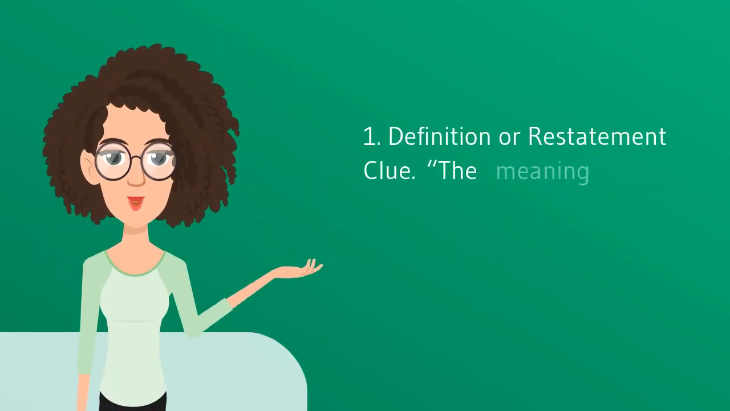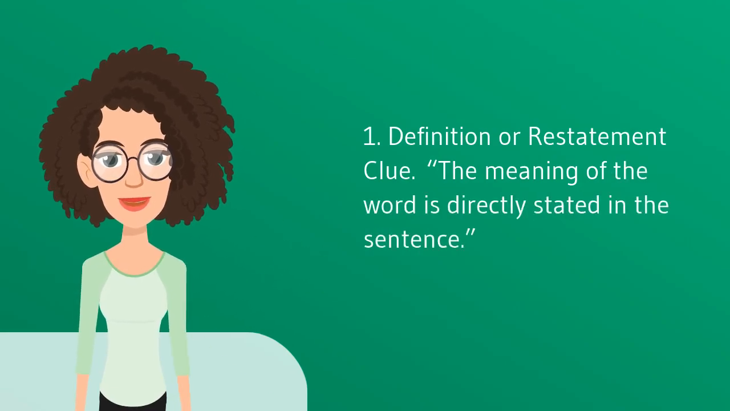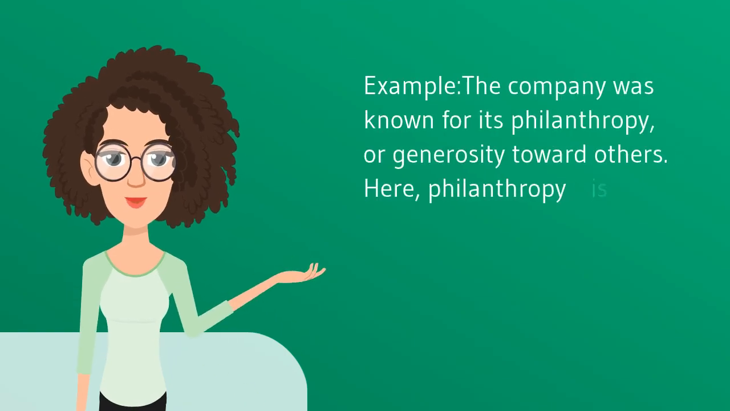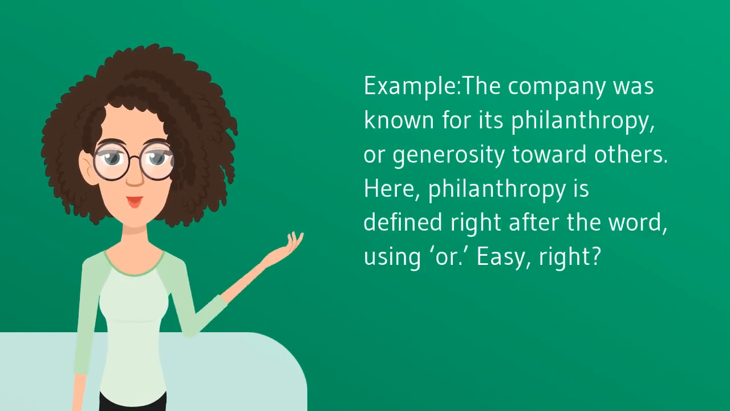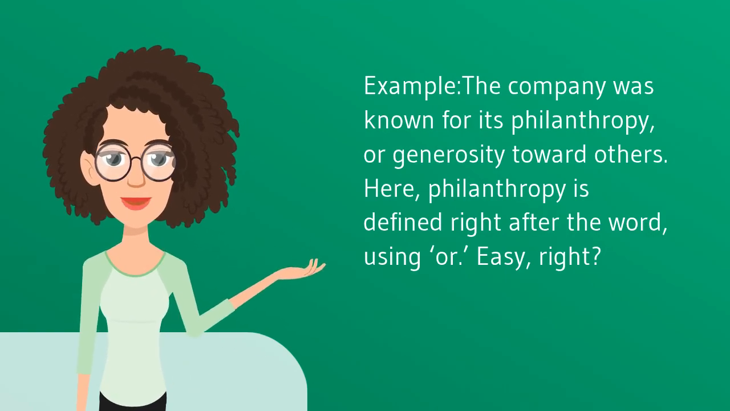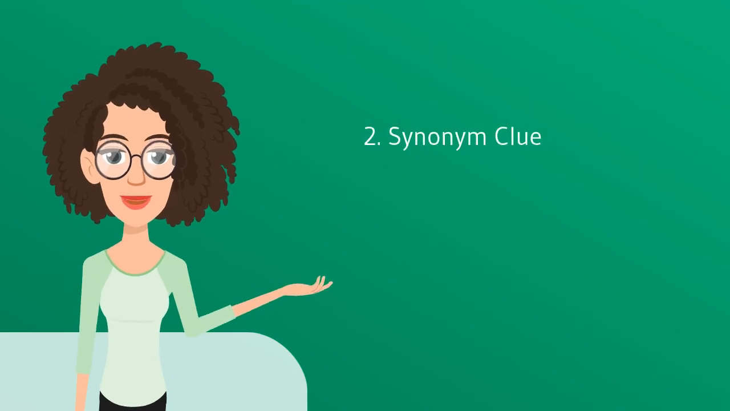1. Definition or restatement clue. The meaning of the word is directly stated in the sentence. Example: the company was known for its philanthropy, or generosity toward others. Here, philanthropy is defined right after the word, using "or." Easy, right?